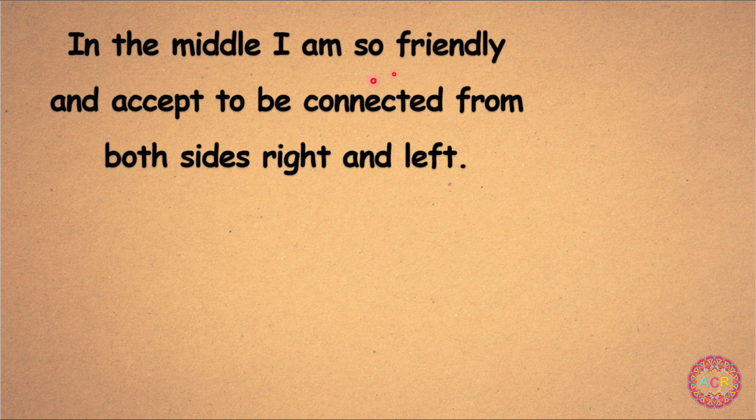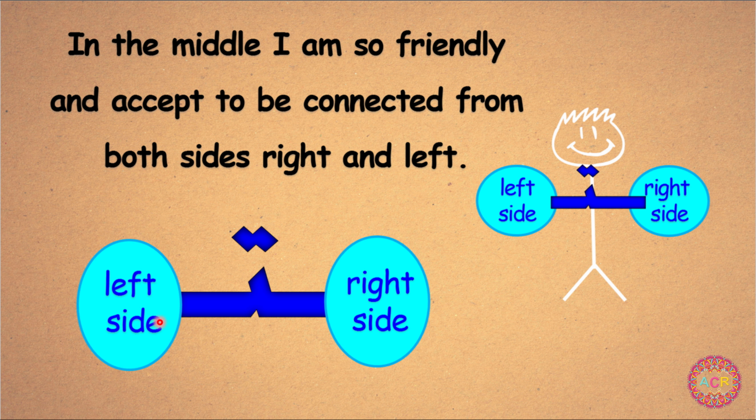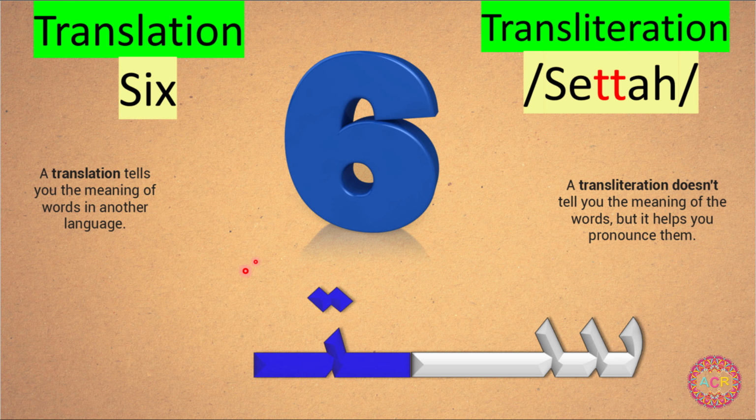In the middle, I'm so friendly, I accept to be connected from both sides, right and left. So the letter Ta here is connected from both sides, right and left. As in sitta. Look at the letter Ta in the middle, connected from right side and left side.